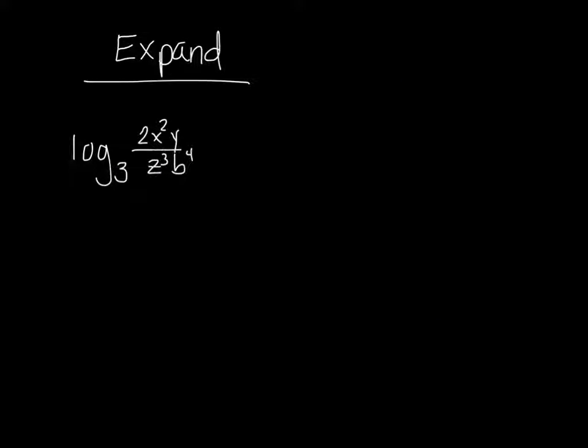Okay, how else can we do this? Well, we have something called expand, which means take those rules and do everything that we need to do to them. Okay, so as I look at this, I see there's a lot going on. I have 2 times x squared times y divided by z cubed and b to the fourth. Okay, so the first thing I see if I look at the big picture is that this is being divided by this. And if you remember, division means minus. Okay, so I'm going to rewrite this as log base 3 of the top thing, minus another log base 3 of the bottom thing. Okay, they each get their own log.